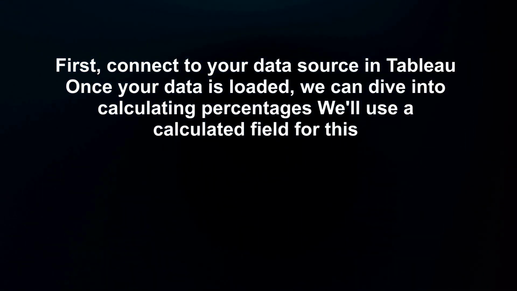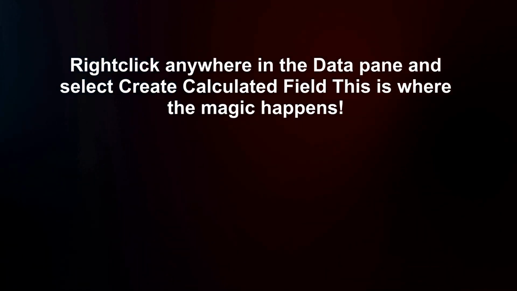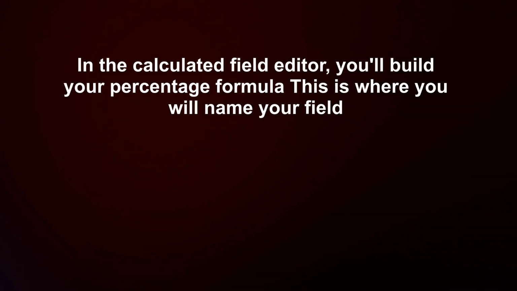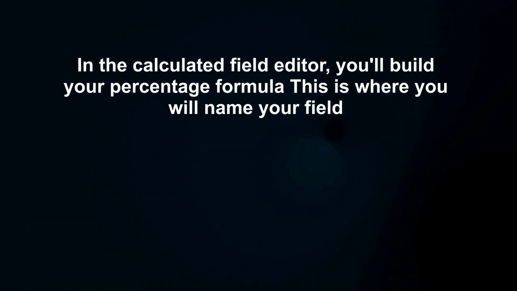We'll use a calculated field for this. Right-click anywhere in the data pane and select Create Calculated Field. This is where the magic happens. In the Calculated Field editor, you'll build your percentage formula. This is where you will name your field.